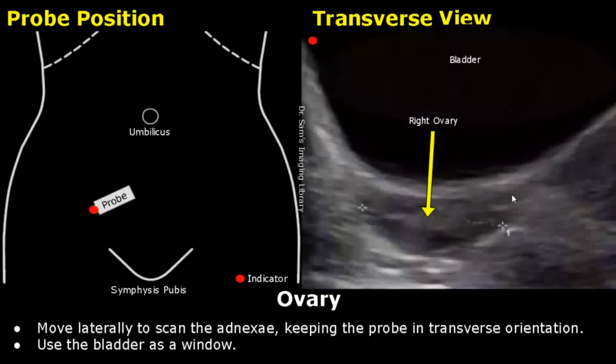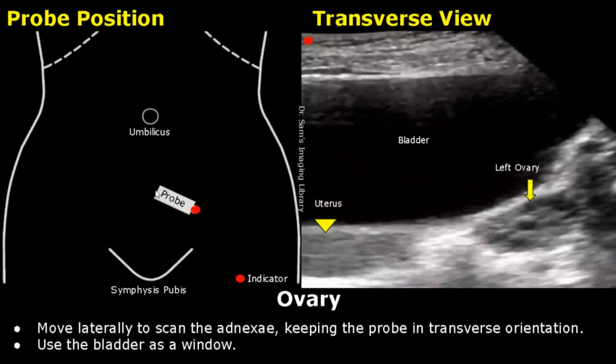We can see the uterus in the middle and also the right and left ovaries on the sides. Now move laterally in this manner to scan the right ovary. By using the bladder as a window, you will find the right ovary at this location. You can rotate the probe in an oblique orientation if there is some difficulty in locating the ovary. Now you can move to the left side to scan the left ovary in transverse view. This is the left ovary near the uterus in transverse plane.